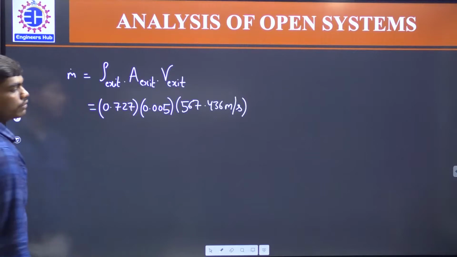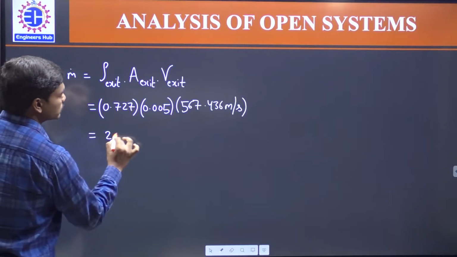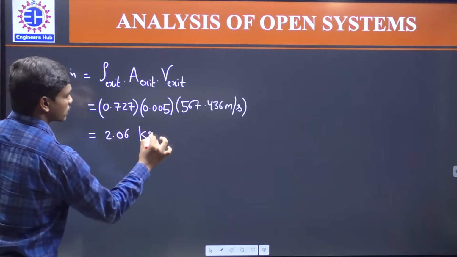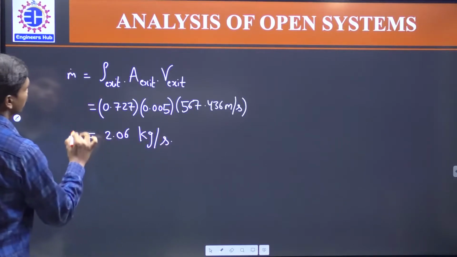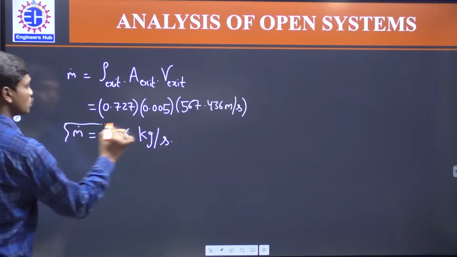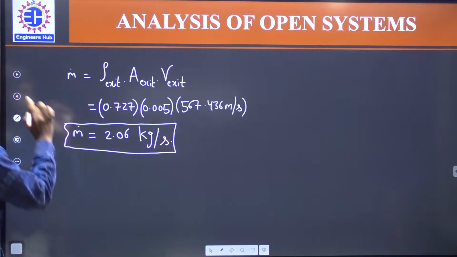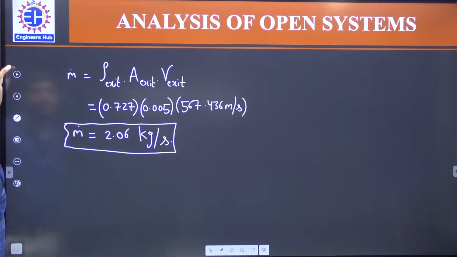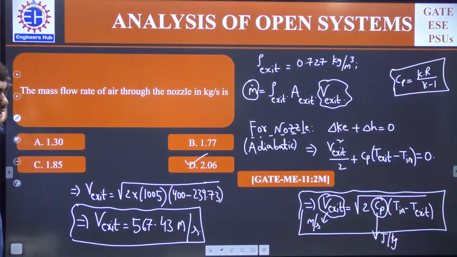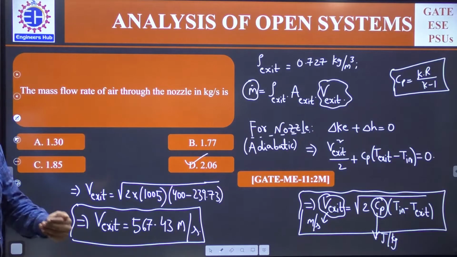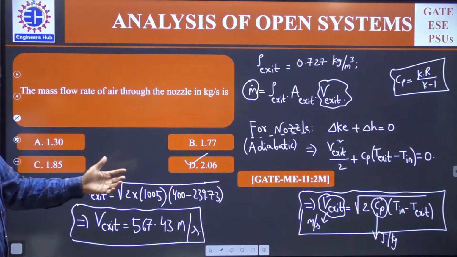So 567.436, what could be the value? 2.06 kg per second. That's what one of us is telling. So m dot, the mass flow rate, is 2.06 kg per second. Okay, Deepak, I hope both of you are correct, getting the same answers, reasonably good. So 2.06 kg per second is the mass flow rate associated with this given nozzle.